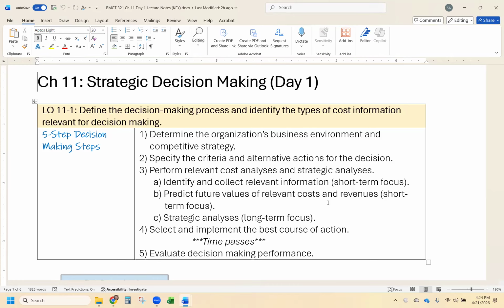Then only look at relevant information, which we'll talk about in a minute. Select the best course of action and then let time pass. I added this. And then after time passes, evaluate your decision.